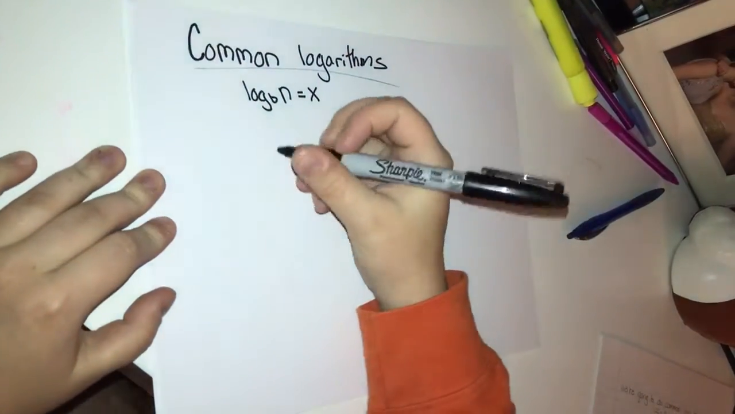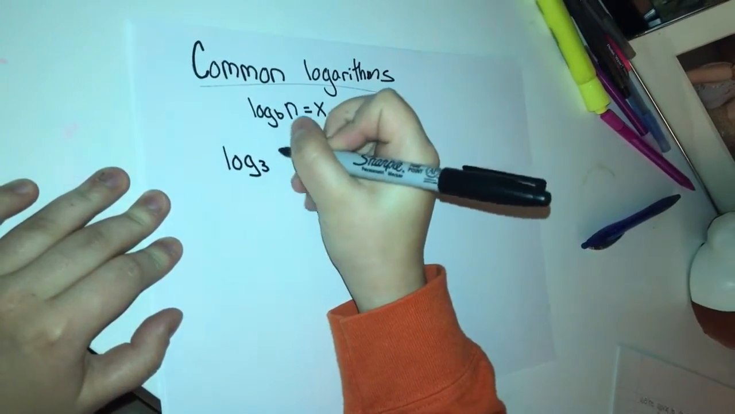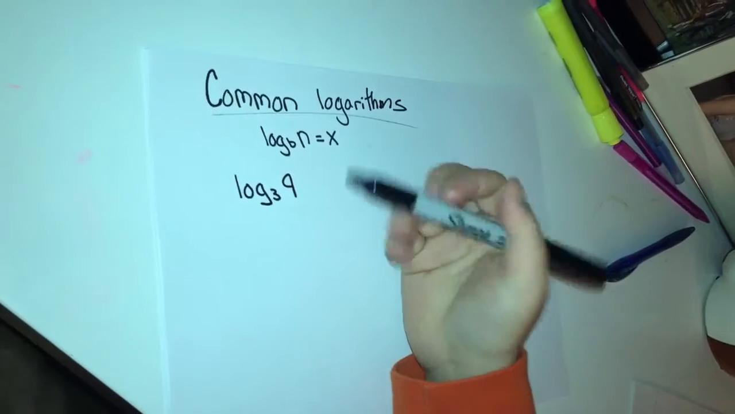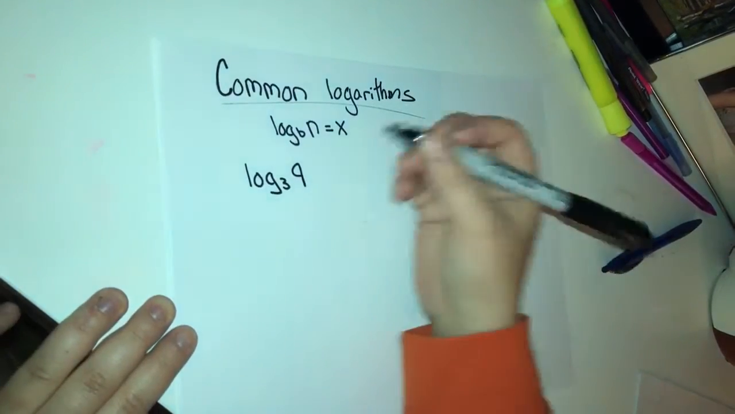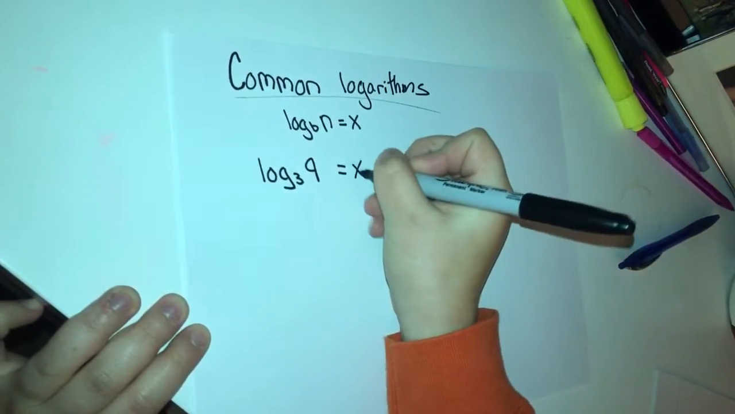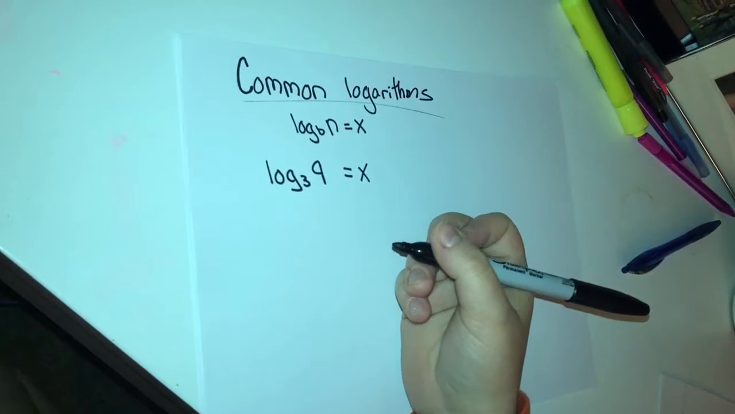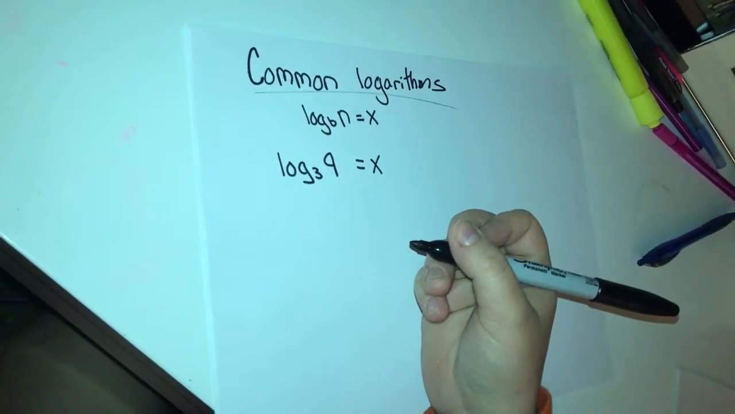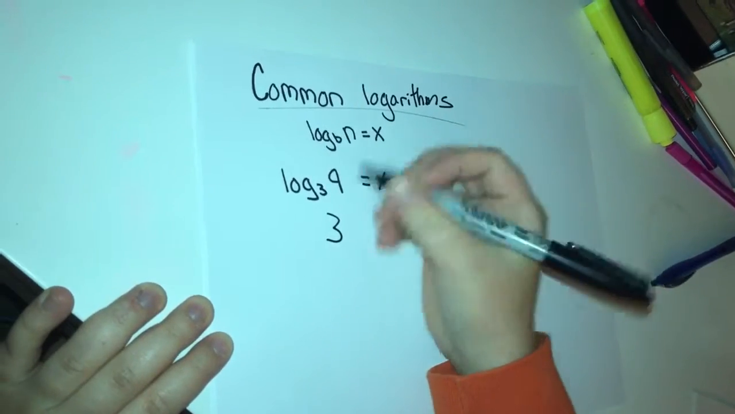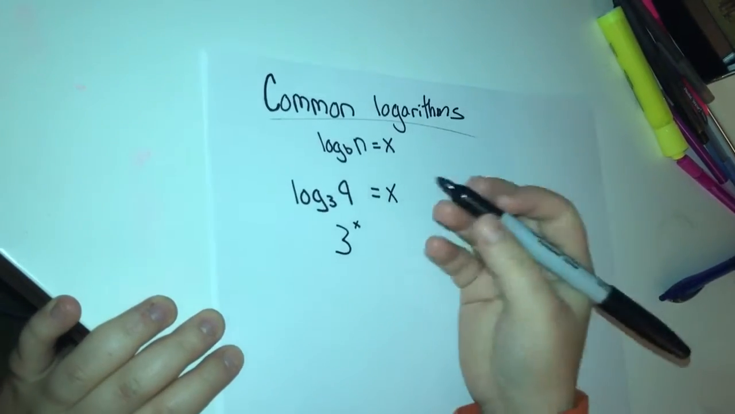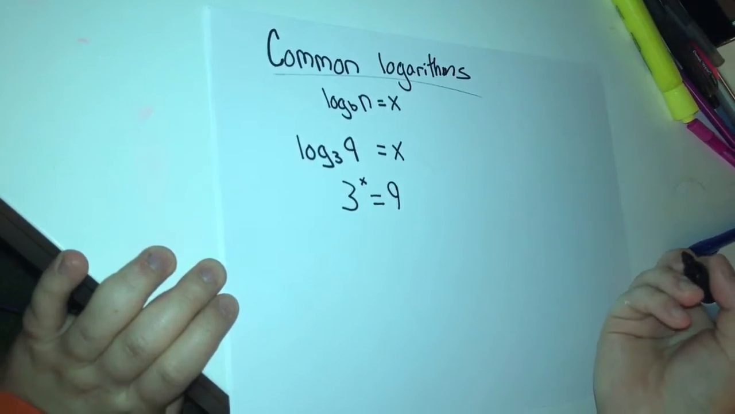Okay, so we're going to start with an example. We're going to do log base 3 of 9, and that's how you say it. You say log base 3 of 9, and you want to set this equal to x. Now how you set this up to solve is you're going to rewrite it in exponential form. So the base 3 is going to be raised to the power of x, and you're going to set that equal to 9. So you're trying to solve for x.